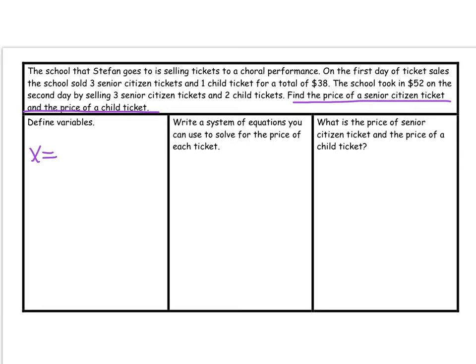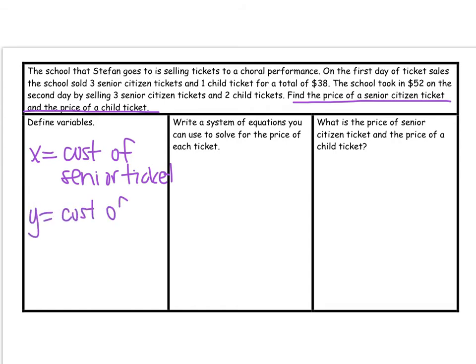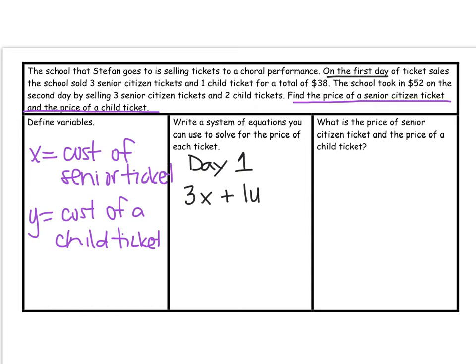So we're going to let x equal the cost of a senior ticket, and y equal the cost of a child ticket. So we're going to have two equations. We're going to have an equation for the first day. So for day 1, they sold 3 senior tickets and 1 child ticket for a total of $38.